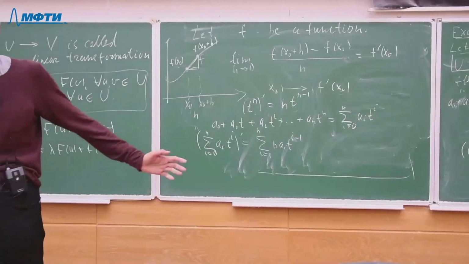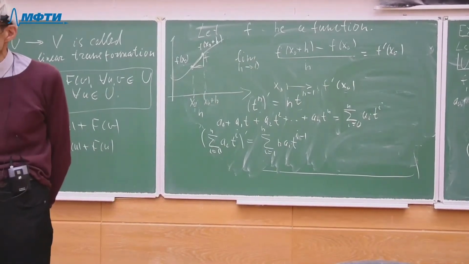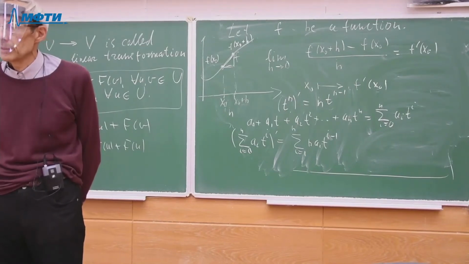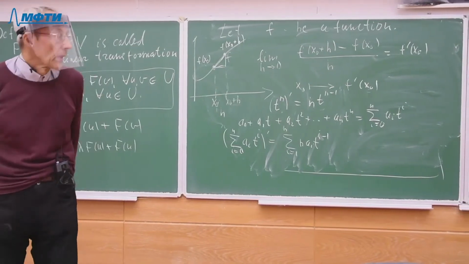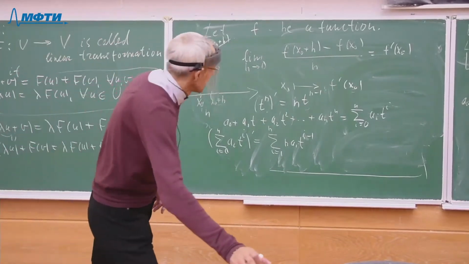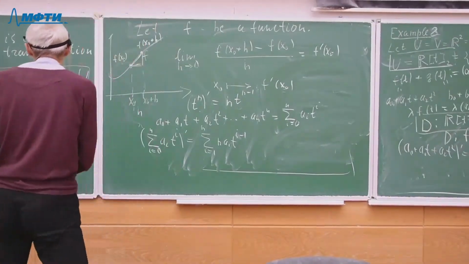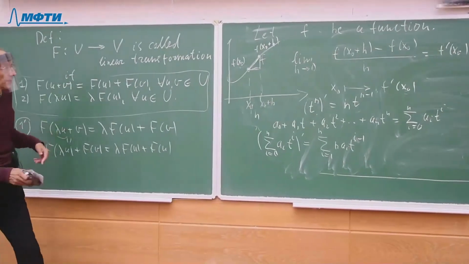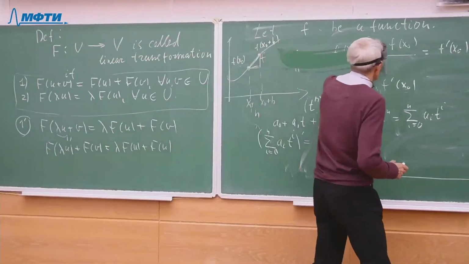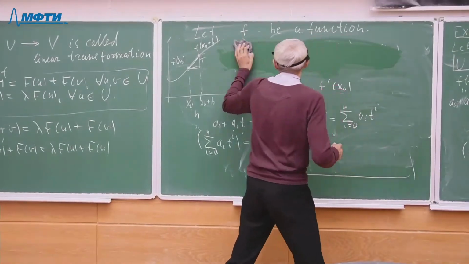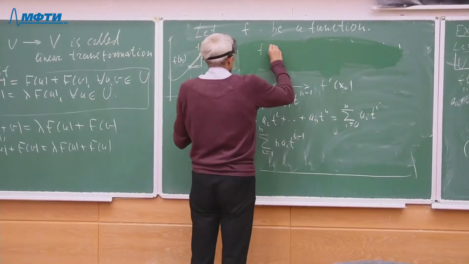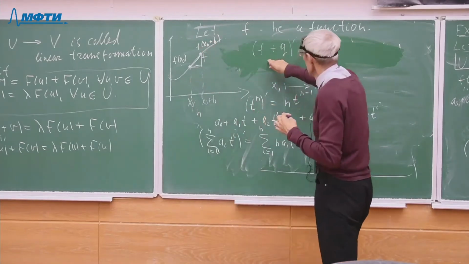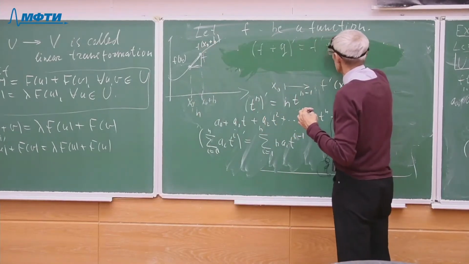I recall the definition from the course of analysis. Okay, do you have any questions? I need the following properties of the derivative, the properties of linearity. We have two main properties. If you have two functions, f and g, the derivative of the sum is equal to the sum of derivatives.